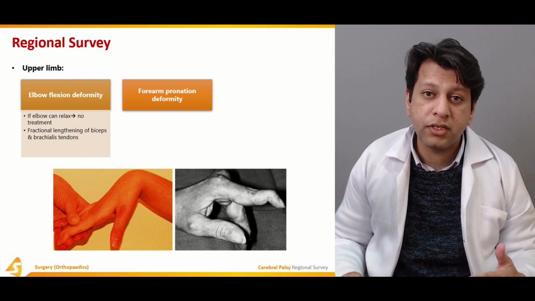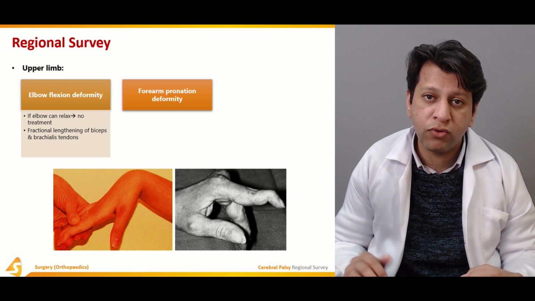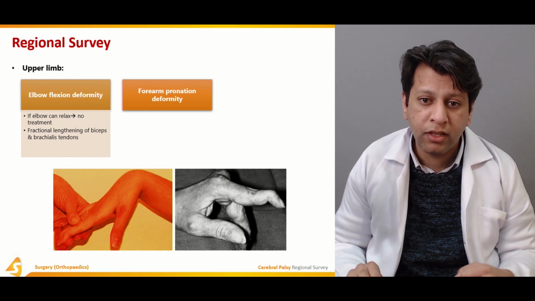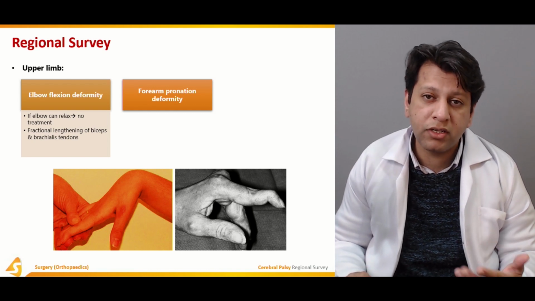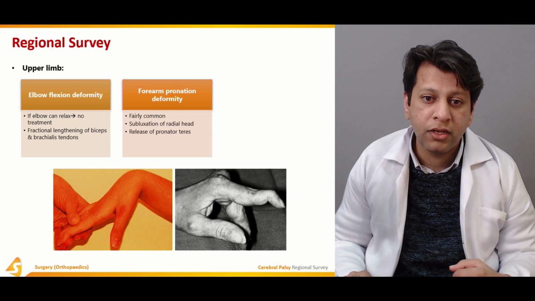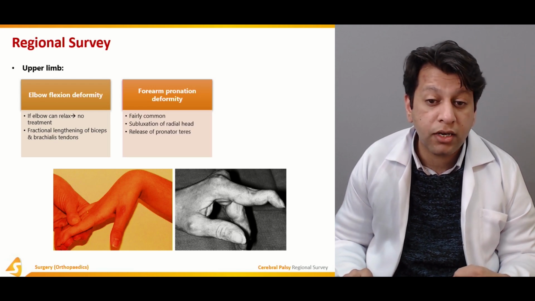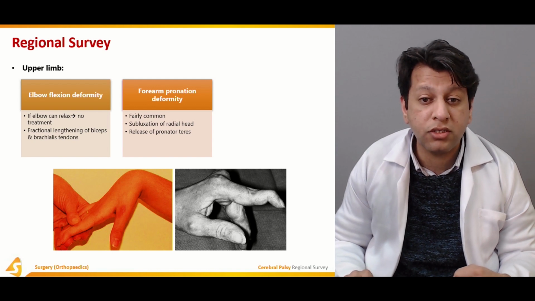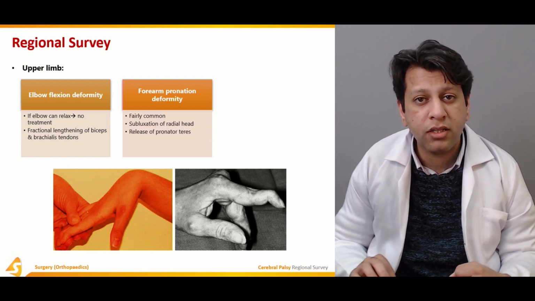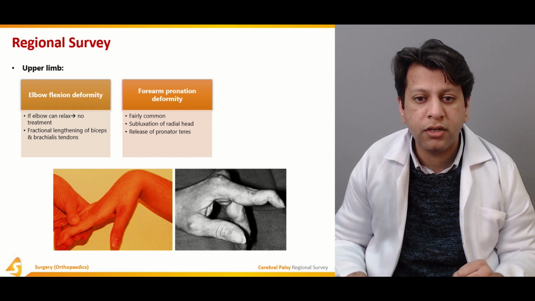Now, other options in the wrist, this could be in the forearm, could be a pronated forearm. They are usually associated with fixed flexion pronation as well. This is fairly common, associated with subluxation of the radial head, and release of the pronator teres is sometimes required so that the forearm can be supinated.